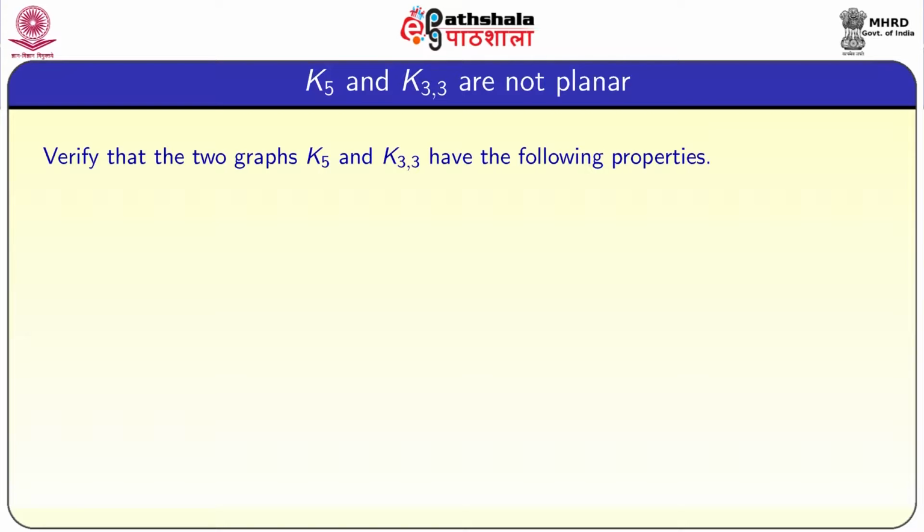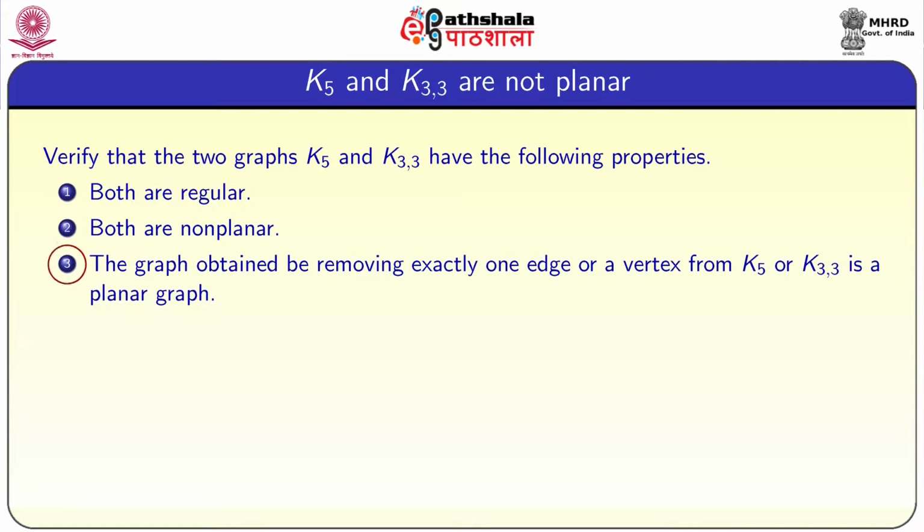These are the simplest non-planar graphs in different ways. First of all, K5 is a non-planar graph with the smallest number of vertices and K33 is a non-planar graph with the smallest number of edges. Now we will verify that these two graphs K5 and K33 have the following properties. Both are regular, that is easy to see. K5 is a 4-regular graph, K33 is a 3-regular graph. Both are non-planar, that we will establish after a while. The graph obtained by removing exactly one edge or one vertex from K5 or K33 is a planar graph.